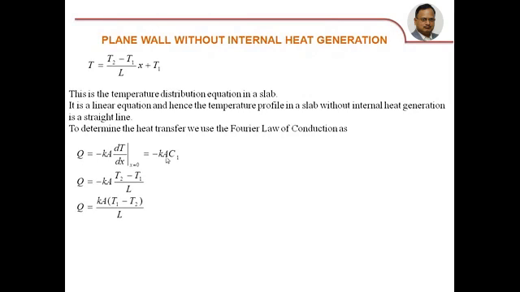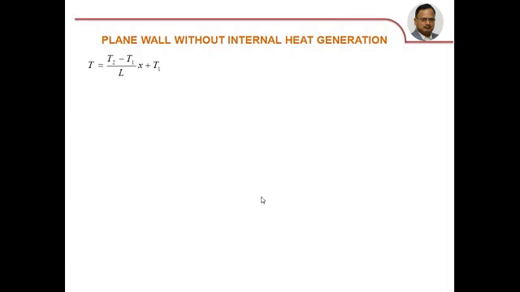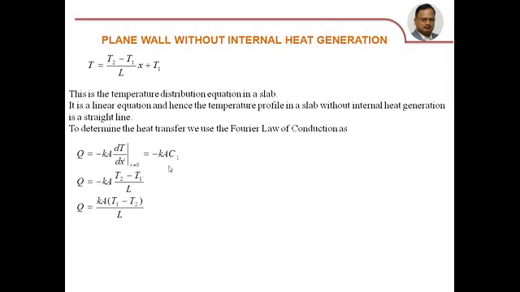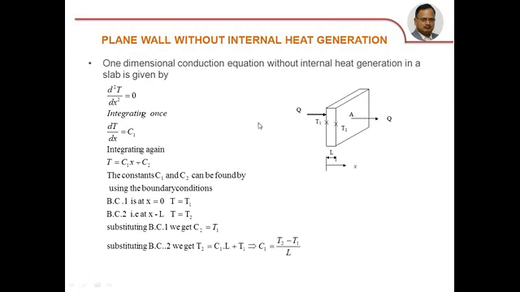Q equal to, according to Fourier law, minus kA dT by dx, where this dT by dx we have at x equal to 0. So minus kA and dT by dx we got here as C1, and the C1 value is (T2 minus T1) by L. So substitute that: minus kA times (T2 minus T1) by L, take the minus sign inside, kA (T1 minus T2) by L is the conduction heat transfer through a slab in one dimension without internal heat generation under steady state condition. Understand? And the governing equation is d square T by dx square equal to 0.